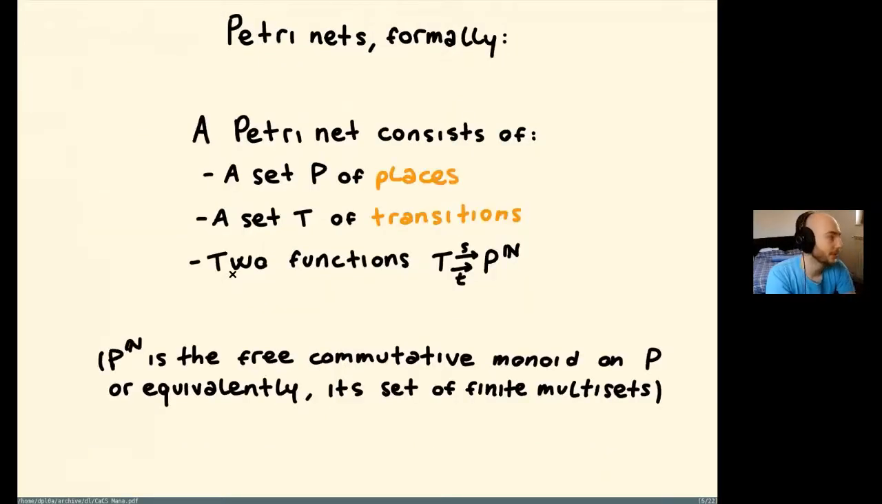So before going over extensions of Petri nets, I'll have to tell you what a Petri net is. A Petri net is just a set of places, a set of transitions, and 2 functions from the set of transitions to the free commutative monoid on the set of places. These 2 functions are called source and target. Just note that without the whole token dynamics thing, this is the same thing as a directed hypergraph.